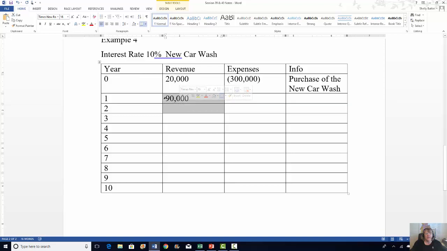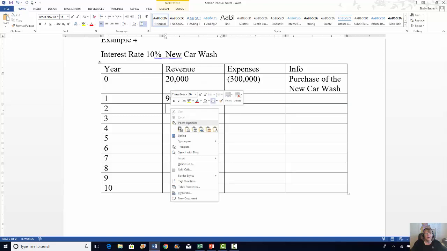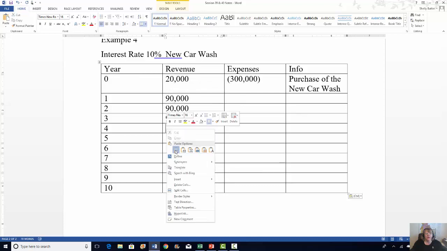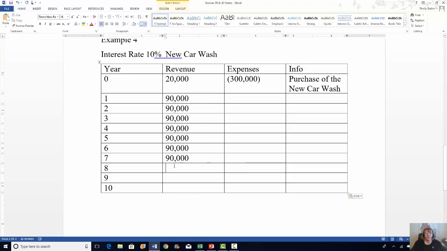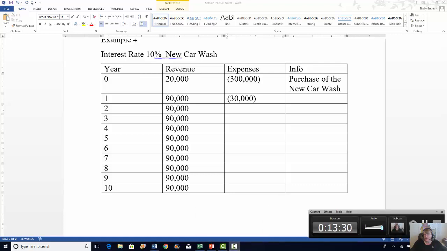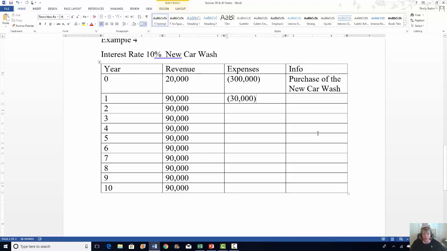So we're going to copy and paste that. I'm just going to do what I know. All right. And then the expenses are $30,000 a year. Okay, so these are $30,000 expenses every year. Let's get all of it. I thought the enter would work, but nope.